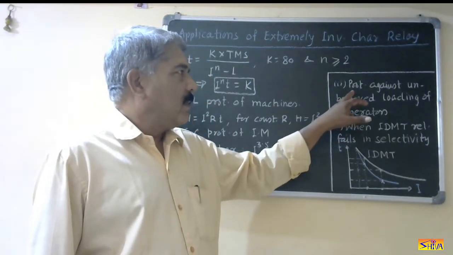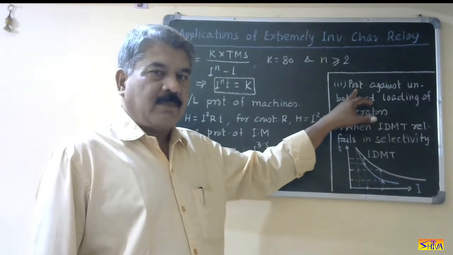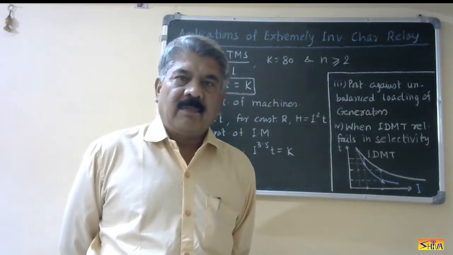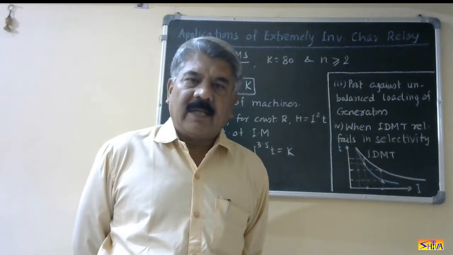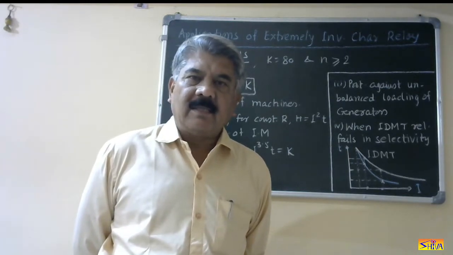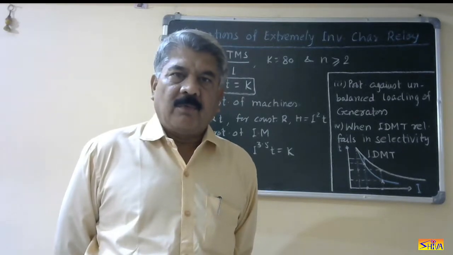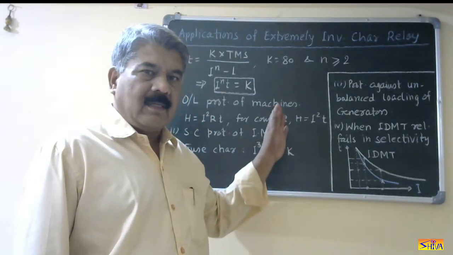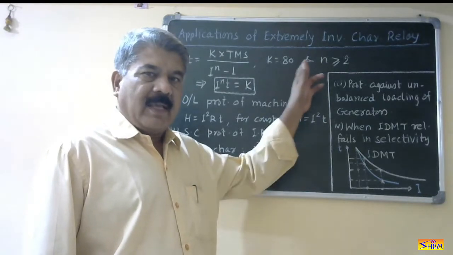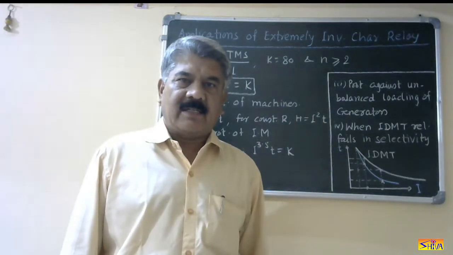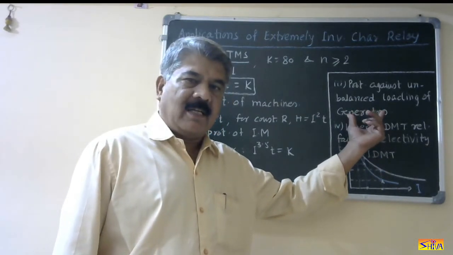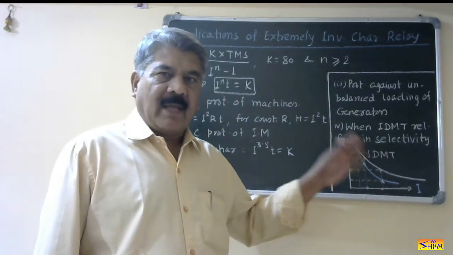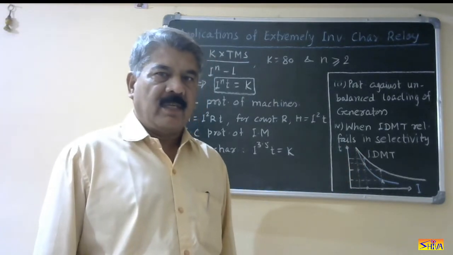The third application is, it can be used as protection against unbalanced loading of generators. Now what happens during unbalanced loading of the generators? During unbalanced loading of the generator, the negative phase sequence current flows and this generates extra heat. So we need a device which matches the heating characteristic. Here we have seen that this extremely inverse characteristic relay with n equal to 2 can match the heating characteristic. So after installing the negative phase sequence filter, we can use extremely inverse relay as protective device for unbalanced loading of the generator.